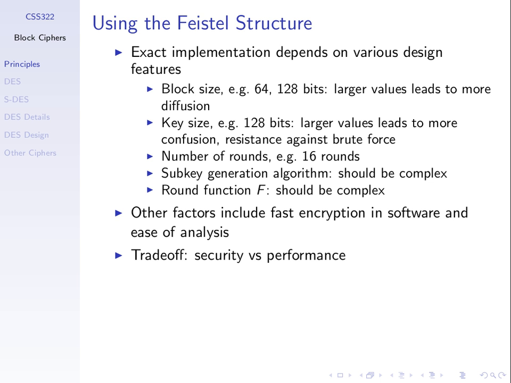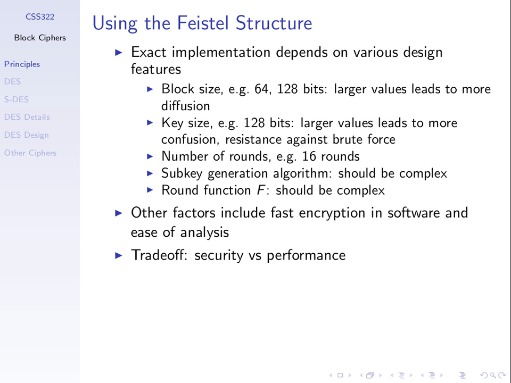How many rounds should we have? We'll see some ciphers have 16 rounds. There's no exact best number. You want more rounds to provide more security, but fewer rounds to be faster in encrypting. How do we generate the subkeys? Well, we need an algorithm that should be complex. What is this round function f? Again, it should be complex. And there are other factors that impact how fast an implementation is.